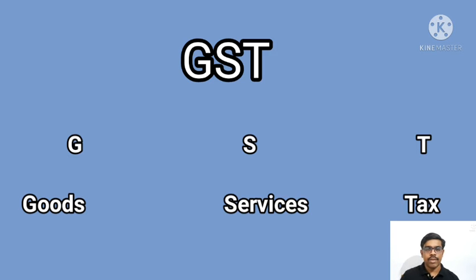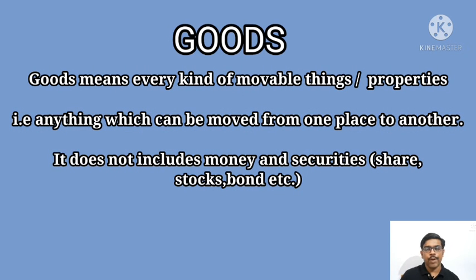Then I will first discuss goods. What is goods? Goods means every kind of movable things or property. That is, anything that can be moved from one place to another place. It does not include money and securities, such as shares, bonds, stocks, etc.